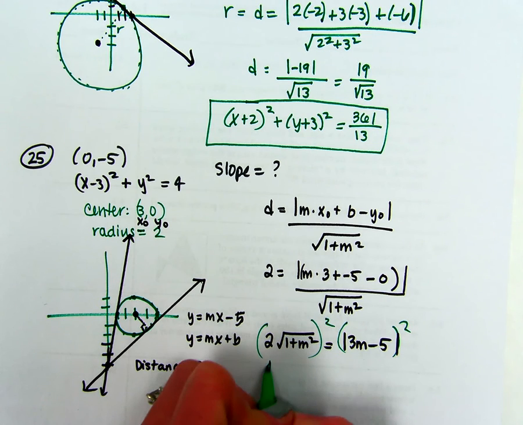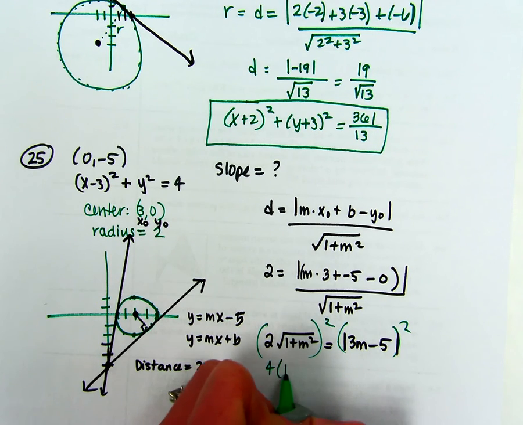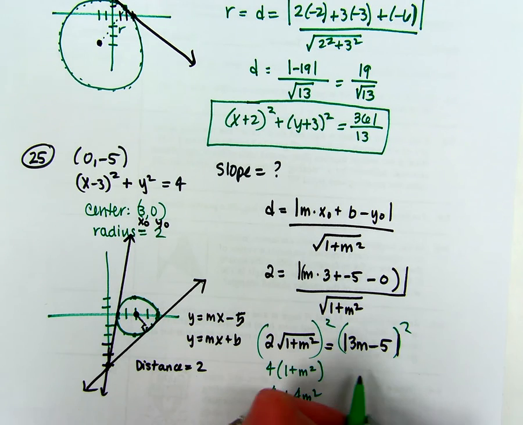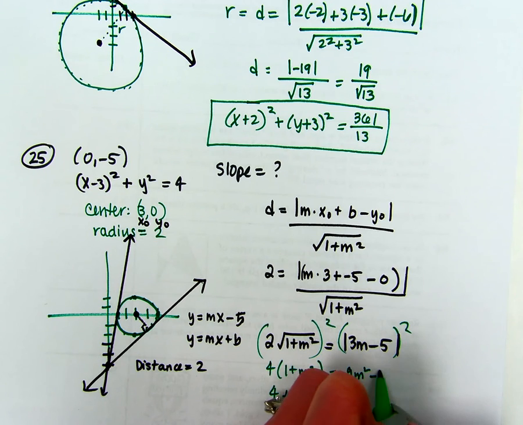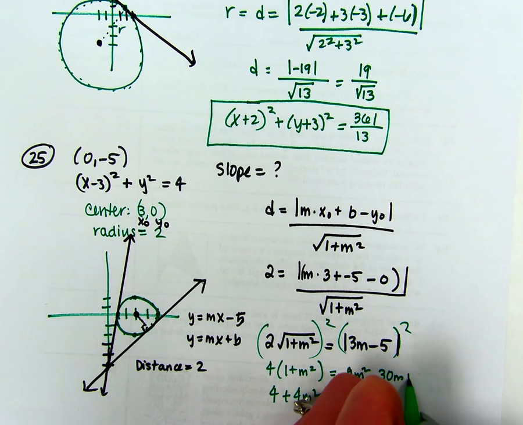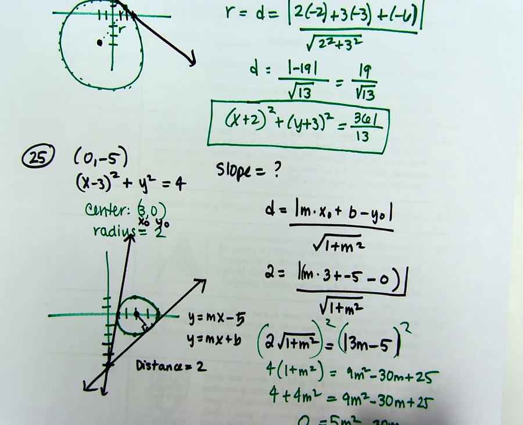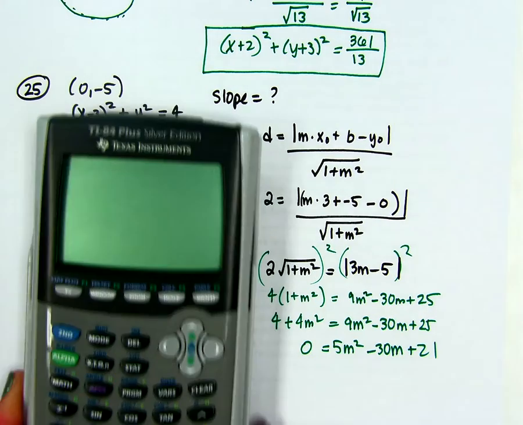So I have 2 squared, that's 4. And if I square a radical, it's just going to be 1 plus m squared. So this will become 4 plus 4m squared. And over here, if I square this, make sure you FOIL. So I have 9m squared minus 30m plus 25. All right, so now you can see we have a quadratic, and the easiest way to solve this would be to move everything to the right side. And if I subtract 4, I get 21. Now I'm just going to use a quadratic formula program.